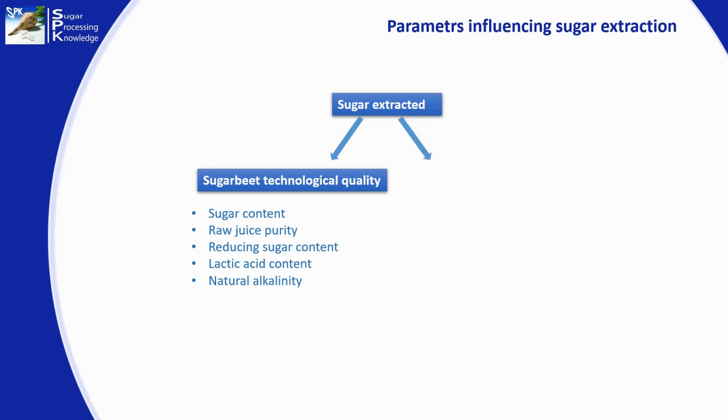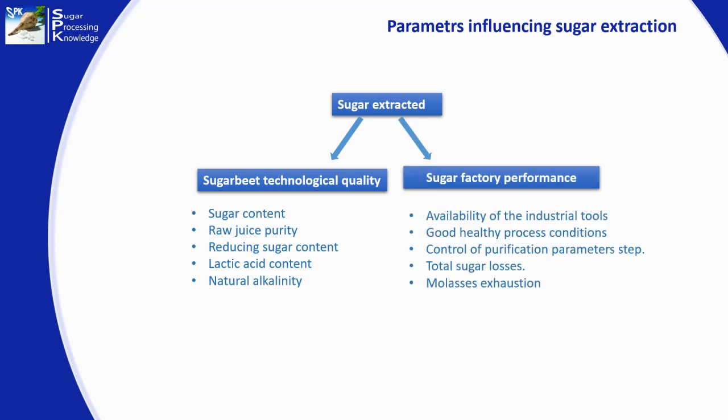The second parameter is related to the performance of the sugar factory. First of all, there is the availability of industrial tools. It is necessary to avoid factory shutdown, which is synonymous with sugar losses. Good healthy processing is necessary to avoid microbial sugar losses. There is also control of purification parameters to maximize thin juice purity, and then the control of total sugar losses, which should be minimized. And finally, good exhaustion of molasses to minimize sugar losses in molasses.